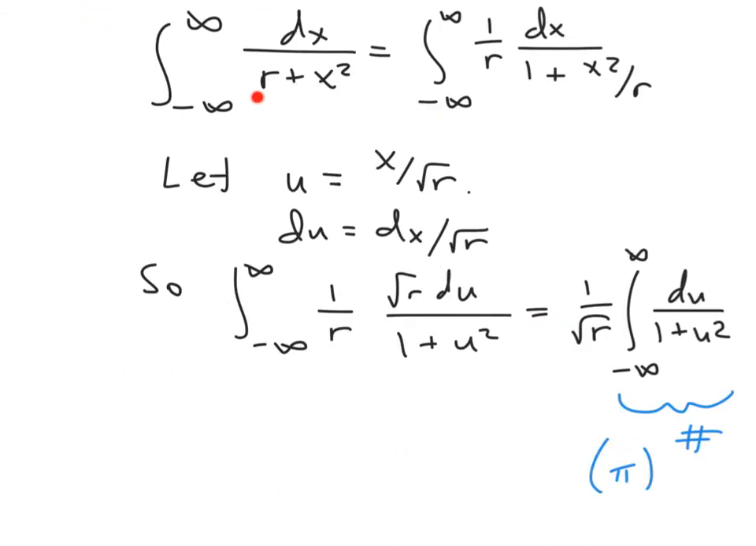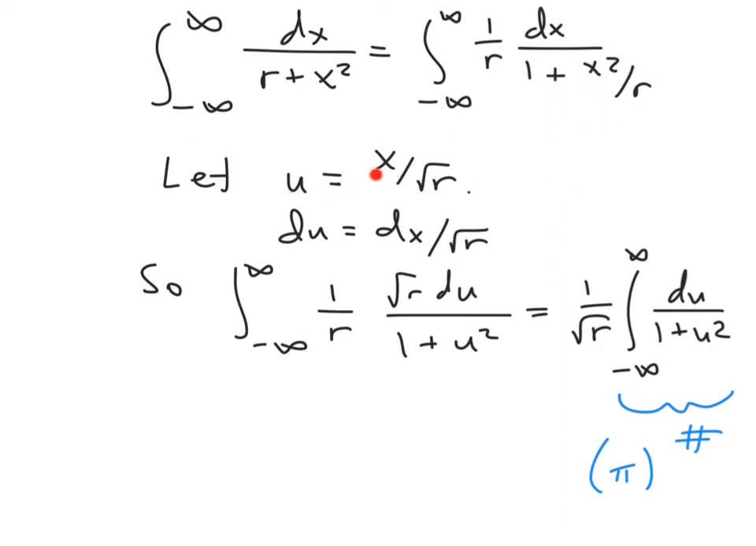So I'm going to do basically a little bit of manipulation. First of all, I'm going to pull this r out from the equation. And so I get a 1 over r and a 1 plus x squared over r. So r over r gave me the 1, and this x squared over r. These things are completely equivalent. And now, x squared over r is pretty suggestive of a u substitution. So I'm just going to do the u substitution that it suggests.